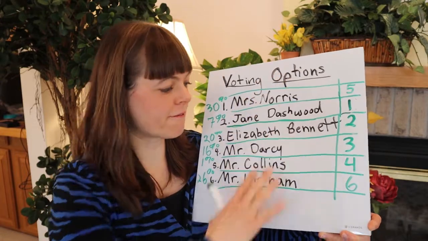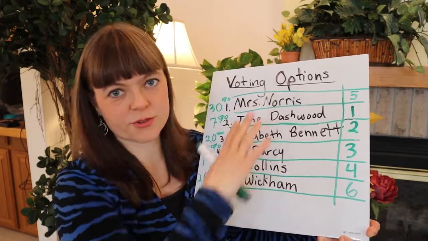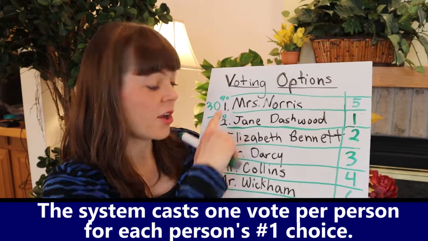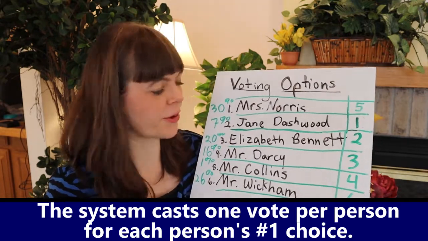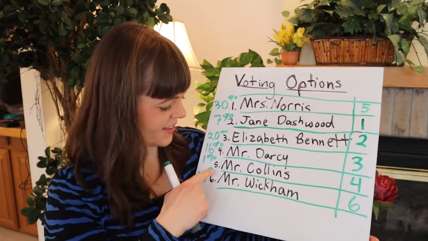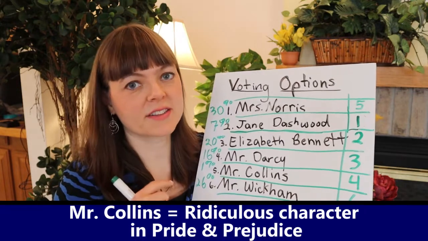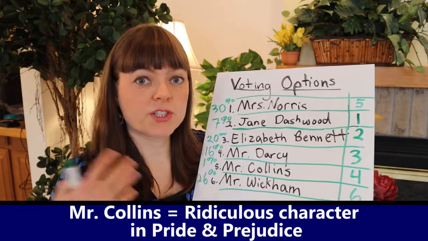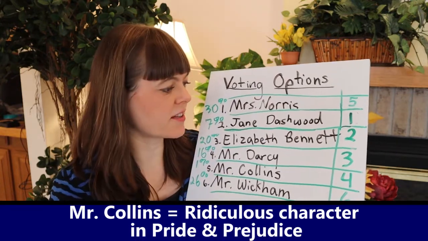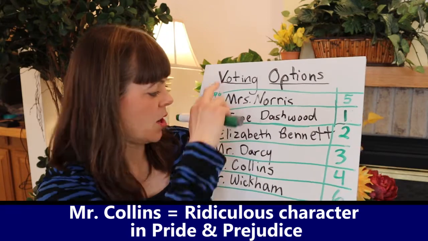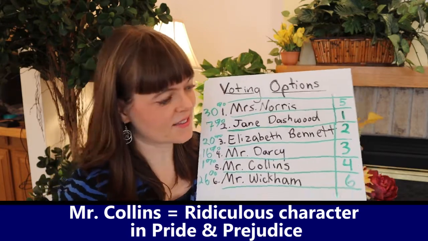Basically, you have a first round where you just run everybody and you see who got the least amount of votes. And obviously in this situation, Mr. Collins will have the least amount of votes. So what we do is we eliminate Mr. Collins and we rerun the vote with all of the other candidates.